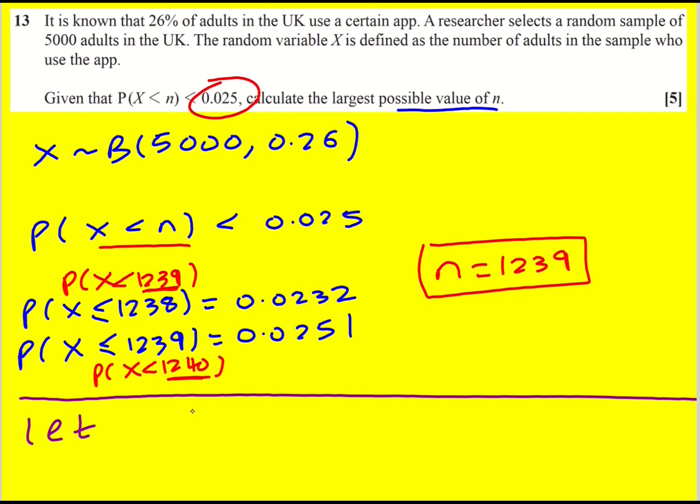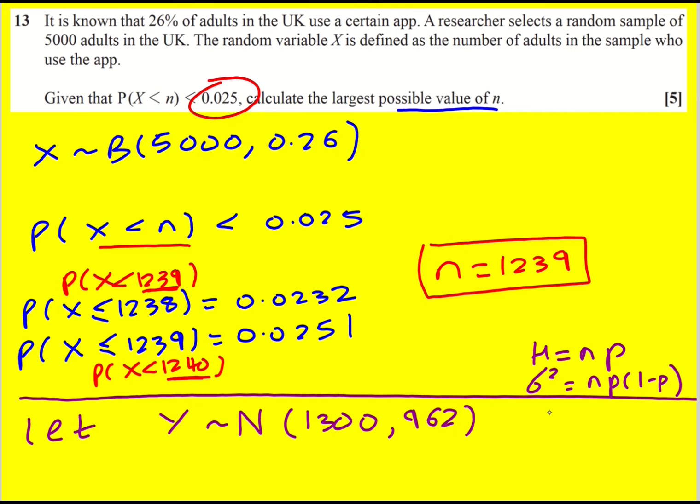So let y be a normal distribution, and this is given in the formula book. The mean is n times p. So 5,000 times 0.26, which ends up being 1,300. And then the variance is n times p times 1 minus p. Okay, not going to prove that or anything, but we multiply the 1,300 by 0.74, we get 962. So the standard deviation is the square root of that.